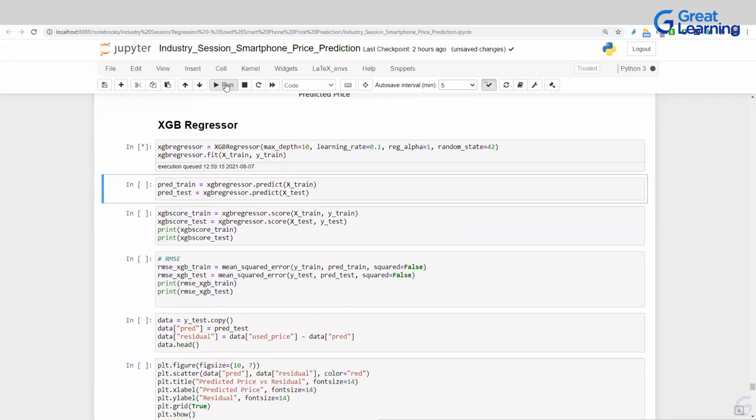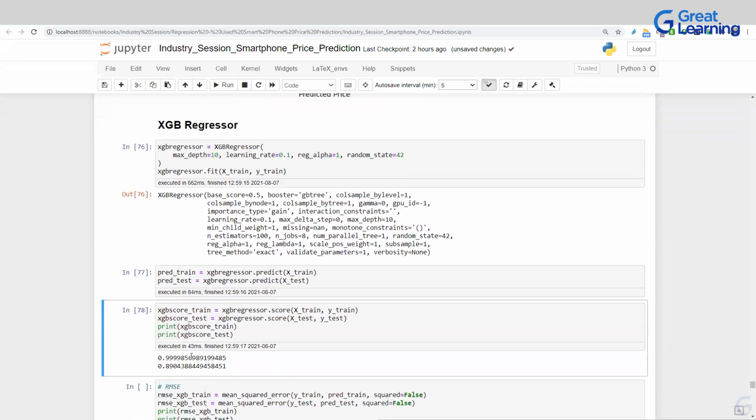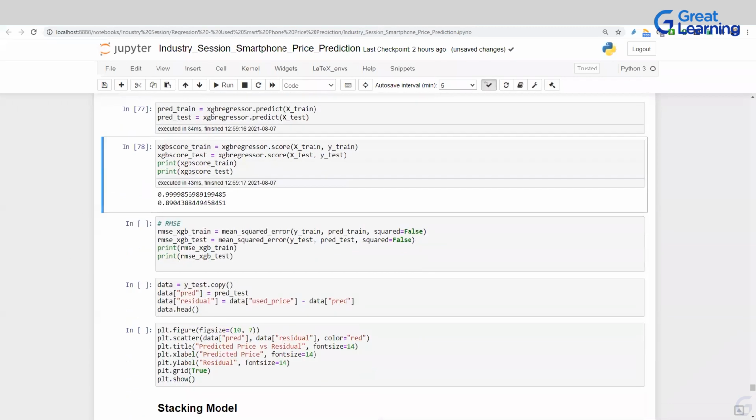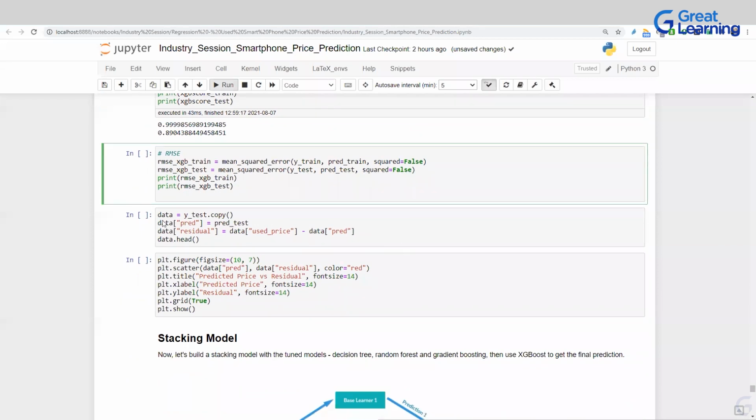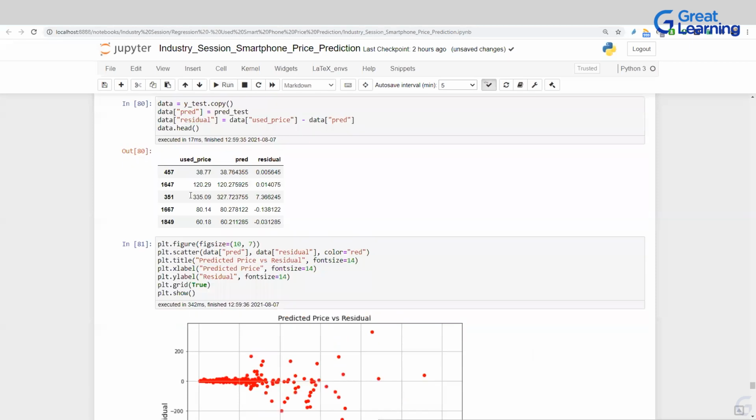If you look at XGB, which is your XG boost, 99% accuracy on train and 89% on test. Again, close to 10% gap, we can consider this a valid model, but almost 100% accuracy on train means there is a lot of scope for optimization on the hyperparameter side. Let's look at the result. This also gives us an RMSE of 38, which is what we also got with AdaBoost.